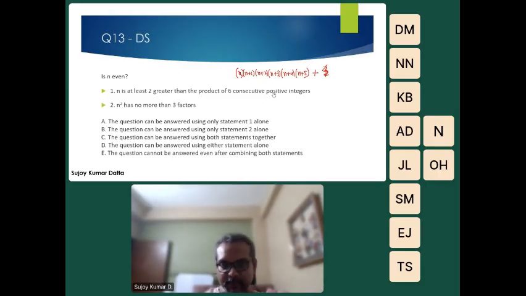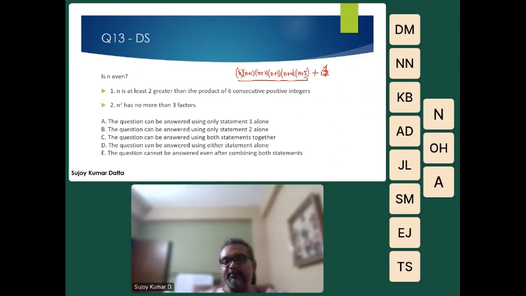Okay, you are saying A. Okay, let's see. So now this part, when you have 6 consecutive integers, definitely 3 of them are even. 3 numbers are going to be even and 3 of them are odd. Even if you discard that logic that 3 are even, at least one is even. So that means this definitely is an even number. Product of 6 consecutive positive integers is definitely even. Now, if you add 2 with that, the result remains even. But if you add 3 with that, even plus odd becomes odd. So statement 1 is not sufficient. Could be even, could be odd.